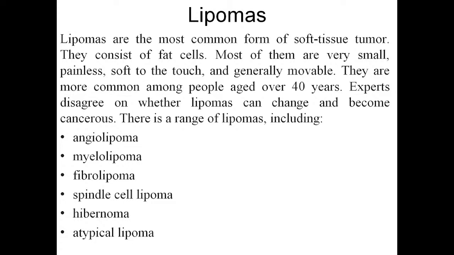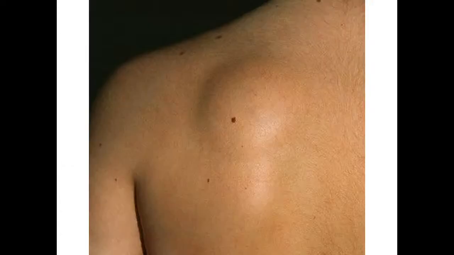There is a range of lipomas including angiolipoma, myelolipoma, fibrolipoma, spindle cell lipoma, hibernoma, and atypical lipoma. In this slide you can see sample forms of lipoma. It's a benign tumor from the subcutaneous fat tissue, lipoma.